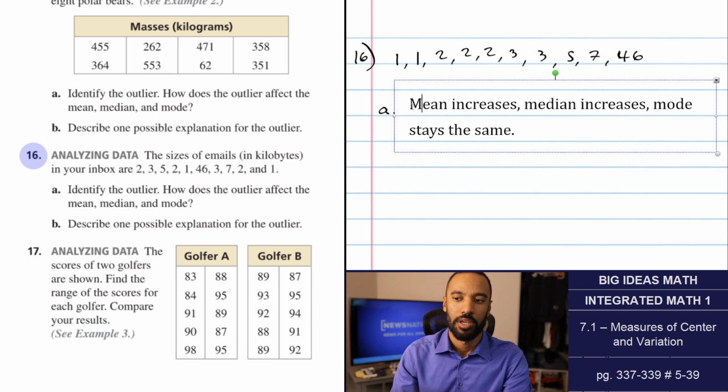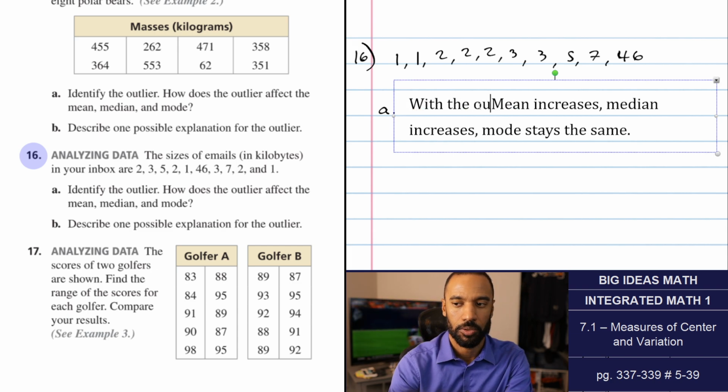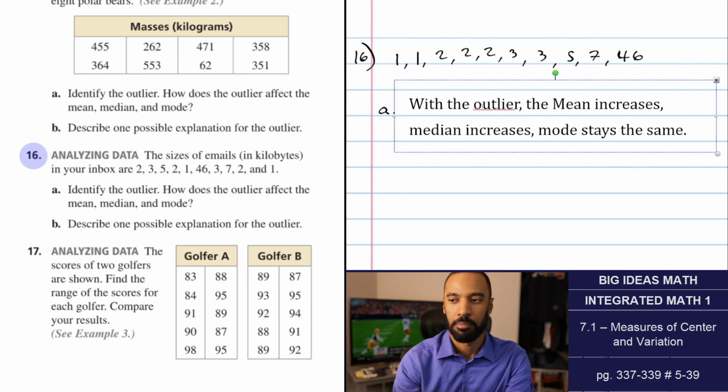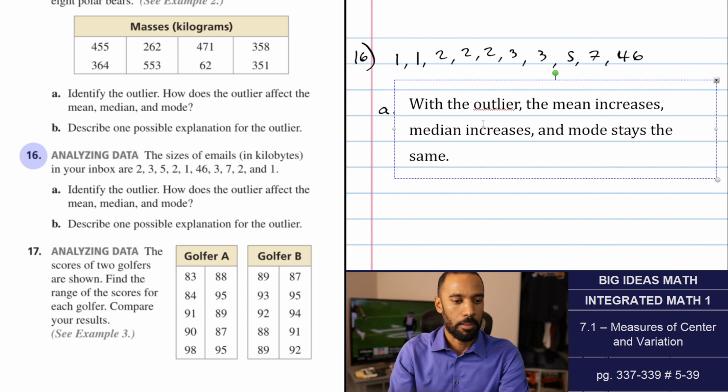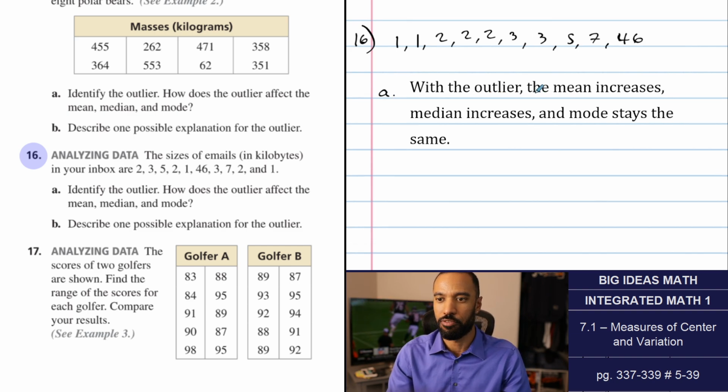So how about with the outlier? With the outlier, the mean increases, the median increases, and mode stays the same. There we go. Okay. Part B, describe one possible explanation for the outlier.